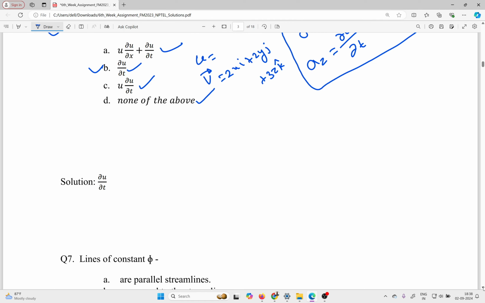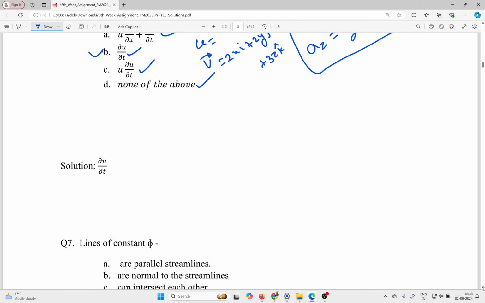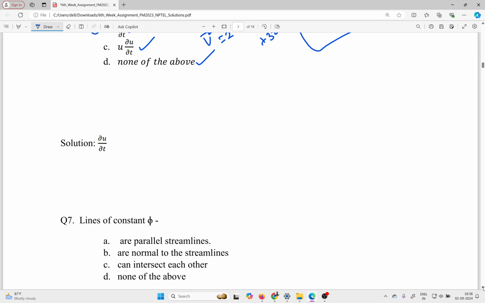The line of constant phi here is what? Equipotential, equipotential function. Are they parallel to streamline? Option A, parallel to streamline. Option B, normal to streamline. Option C, can intersect each other. Option D, none of the above.